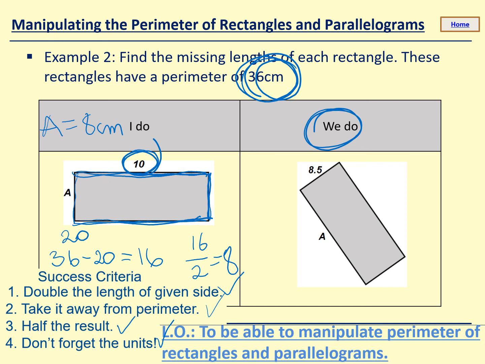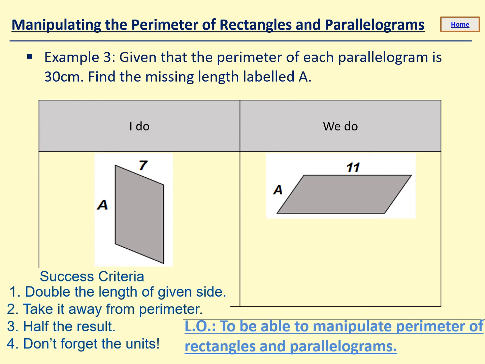If your answer is A equals 9.5 centimeters, well done. You know how to find the missing length of a rectangle. Let's do the same with parallelogram. Again, we follow the same success criteria. So we are given the perimeter and the length of one side.